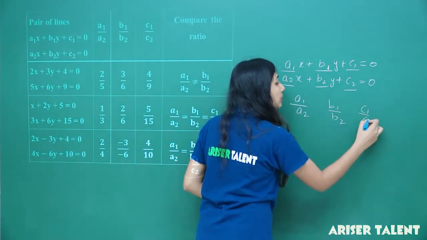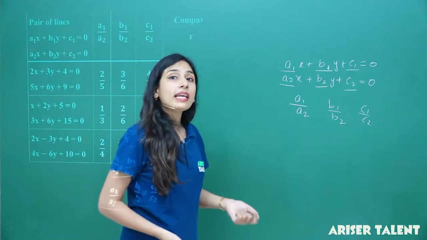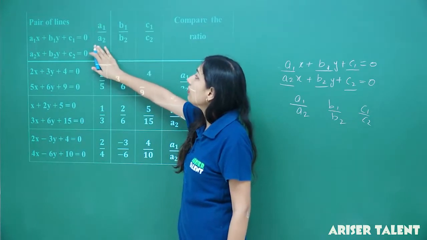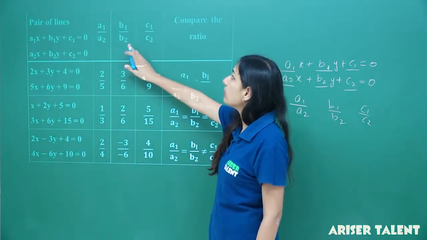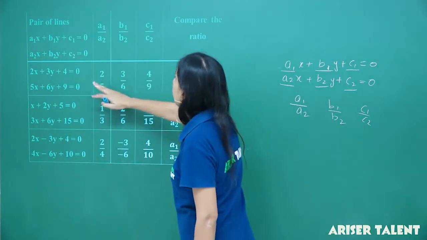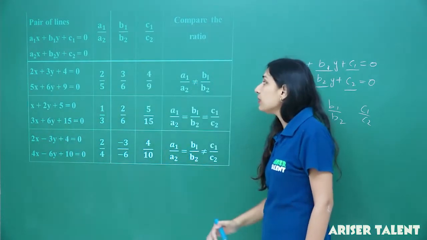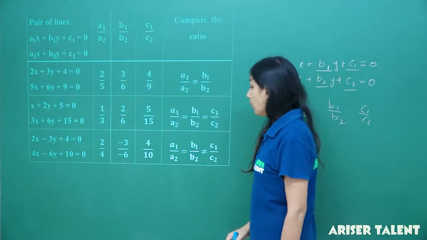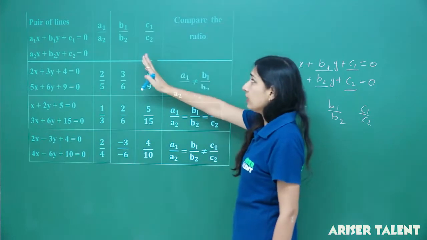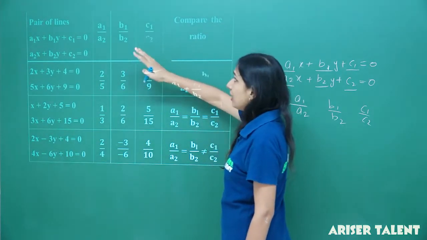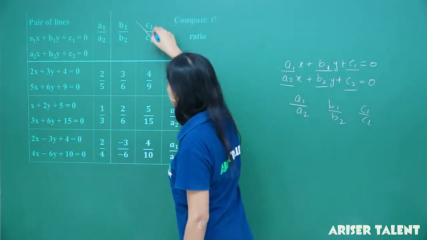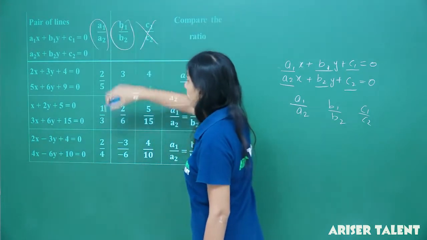There may be cases for this, right? What and what can be the cases are listed below. It may be that A1 by A2 equals B1 by B2 equals C1 by C2. It can be a case that A1 by A2 will not be equal to B1 by B2. Or it may be that A1 by A2 and B1 by B2 are equal, but C1 by C2 is not equal to them.